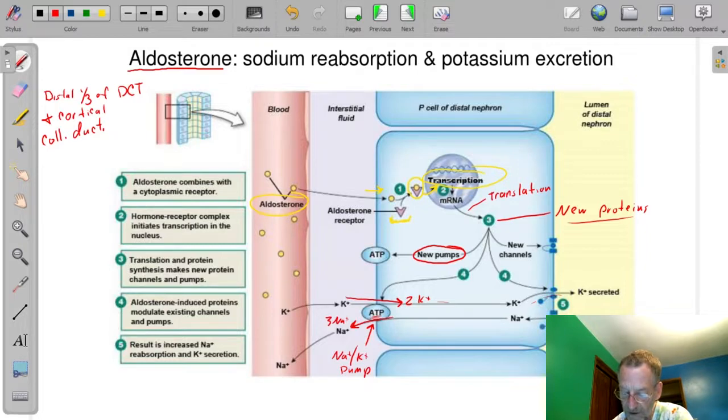Facilitated diffusion, I'm abbreviating, channels. So we make new channels and we make new pumps. The other thing that the proteins do, there's a bunch of proteins that get made. Another function of the protein, so let's say new proteins equal pumps and channels.